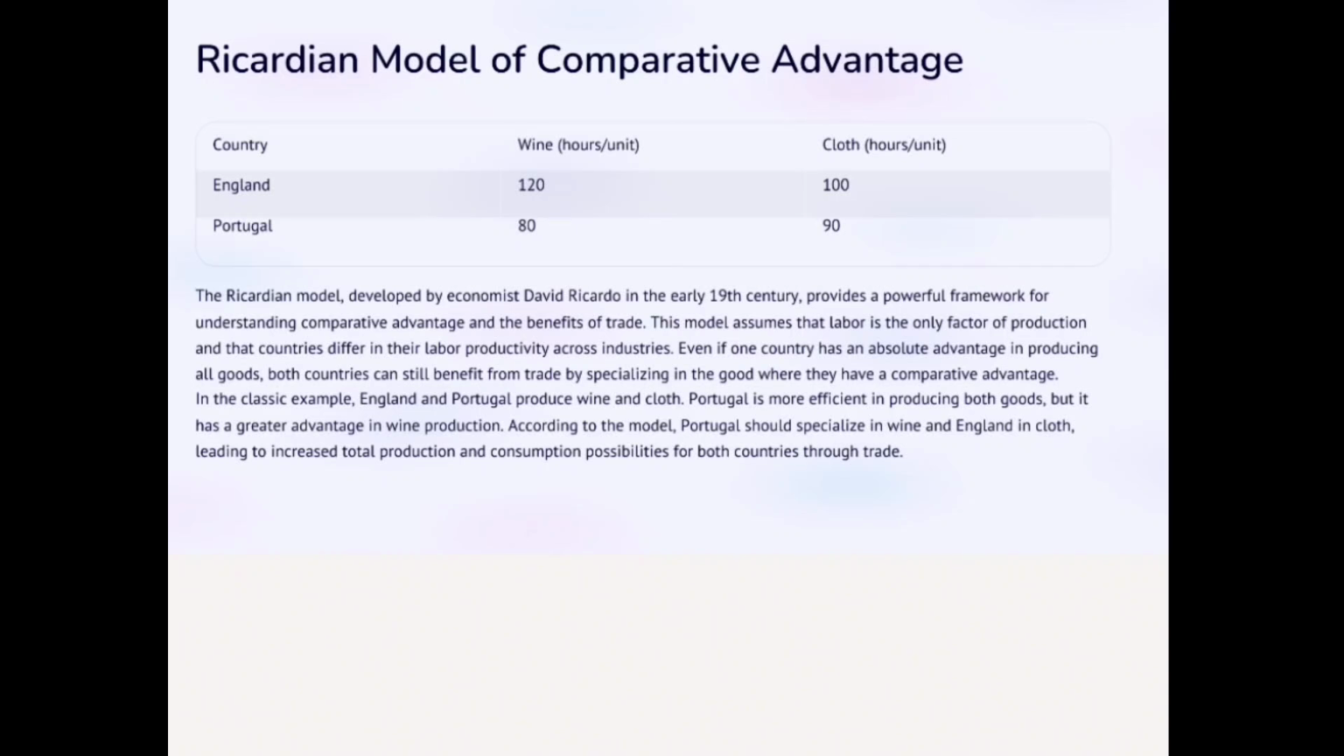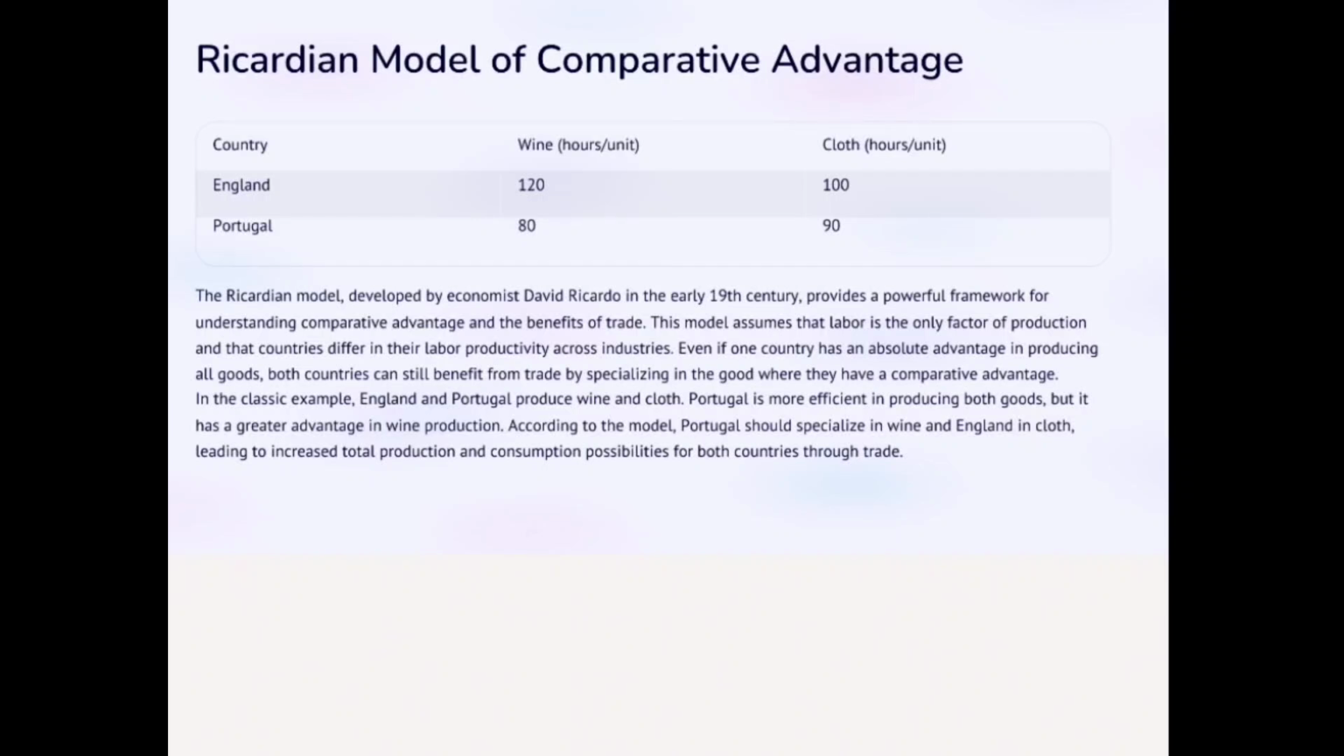This model assumes that labor is the only factor of production and that countries differ in their labor productivity across industries. Even if one country has an absolute advantage in producing all goods, both countries can still benefit from trade by specializing in the good where they have a comparative advantage.